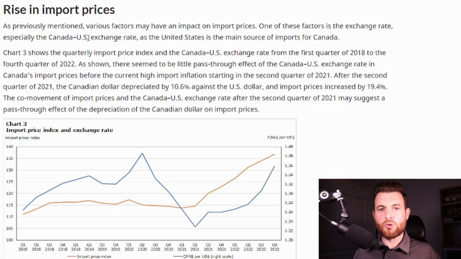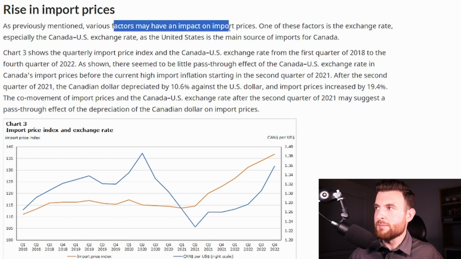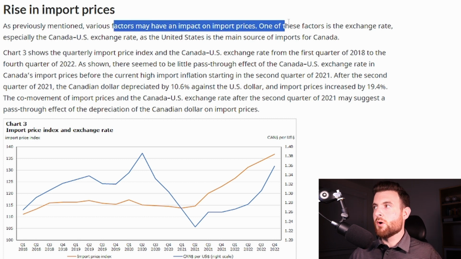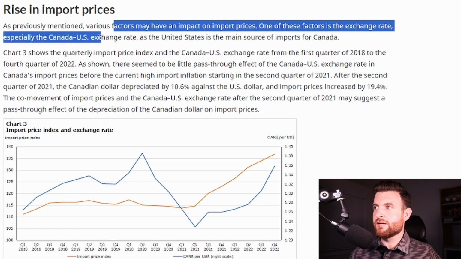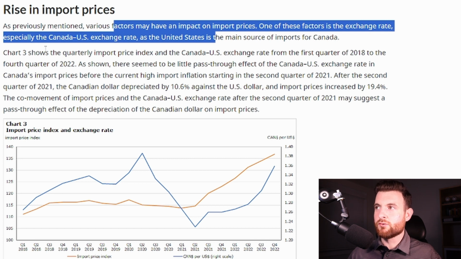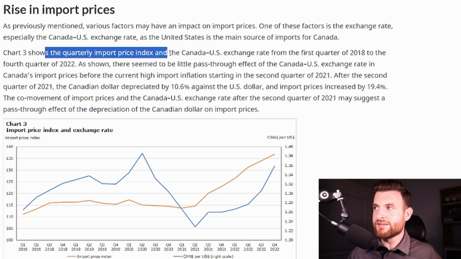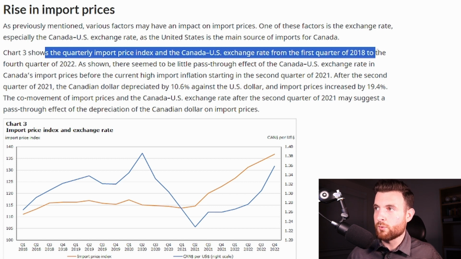So let's go on to read a little bit more about this impact. We'll jump over here to Statistics Canada, and they've actually done a good job of breaking down this scenario. Various factors may have an impact on our import prices. One of these factors is the exchange rate, especially the Canada-US exchange rate, as the US is the main source of imports. And chart 3 shows the quarterly import price index and the Canadian-US exchange rate from the first quarter of 2018 to the fourth quarter of 2022.